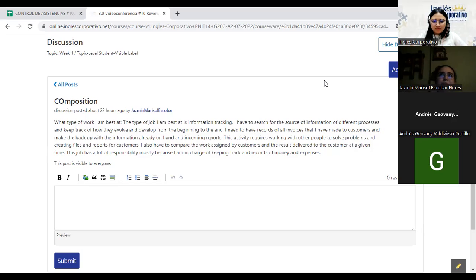What type of work I am best at? Of the jobs that I've had throughout my working time, and including the current job I have, I'm best at information tracking. So I have to search for a source of information of different processes and keep track of how they evolve and develop from the beginning to the end. That also includes this job and some previous jobs I've had as well. I need to have records of all invoices that I have made to customers and made the backup with information already on hand and incoming reports. This activity requires working with other people to solve problems and creating files and reports for customers. I also have to compare the work assigned by customers and the result delivered to the customer at a given time. And this job has a lot of responsibility, mostly because I am in charge of keeping track and records of money and expenses.